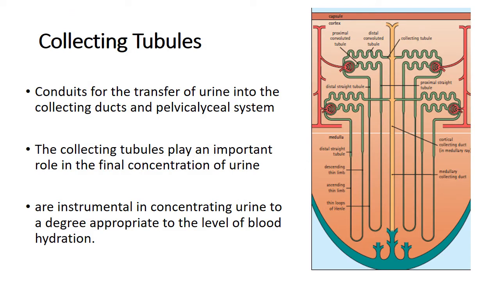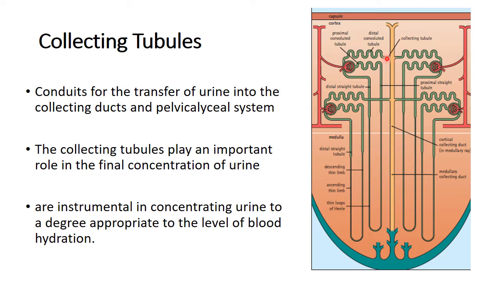So here again we have our favorite photo of the nephron and its parts, and as we said, we discussed earlier in the previous lectures the renal corpuscle, proximal convoluted, proximal striate, loop of Henle, distal striate, distal convoluted, and now we will discuss the collecting tubule. The collecting tubule is not just a conduit for the transfer of urine from the distal convoluted tubule to the collecting duct and then to the pelvic calyceal system. It plays a very important role in the final concentration of urine, together of course with the collecting duct.